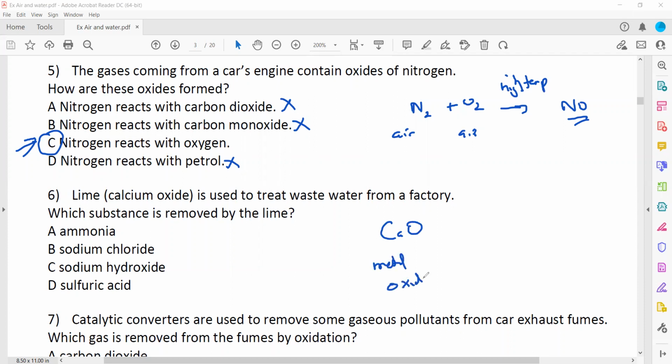So metal oxide can react with what? As we discussed in the salts topic, it can react with acid, alkali and salt. A metal oxide can be basic or it can be amphoteric. There are three amphoteric examples you have to learn: zinc, lead and aluminium. So calcium oxide will be a metal oxide, a basic oxide. And a basic oxide can react with acid only. So calcium oxide will react with acid. Which one of them is acid? Sulfuric. D is the right answer.